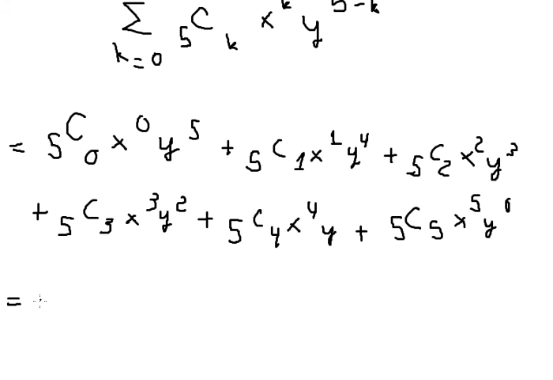C(5,0) you get 1. s to the power of 0, you get 1. So we have y to the power of 5. This one, you get 5, and we have s y to the power of 4. This one, C(5,2), you get 10.